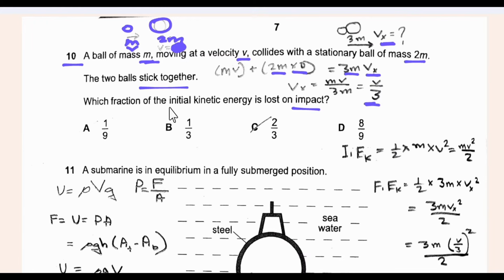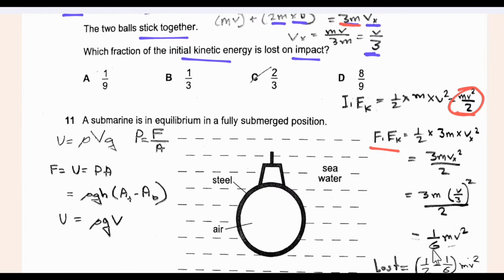Now, what fraction of the initial kinetic energy is lost? To find the fraction lost, first of all we need to find the initial kinetic energy, that is half m v squared, since initially the small mass is moving with a velocity v and the big mass is at rest. So this is the initial kinetic energy. And what is the final kinetic energy? The final kinetic energy is half of the combined mass 3m, times v by 3 squared.